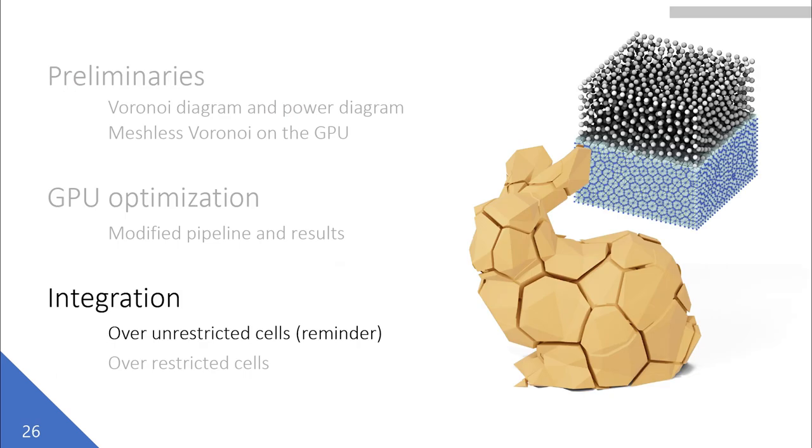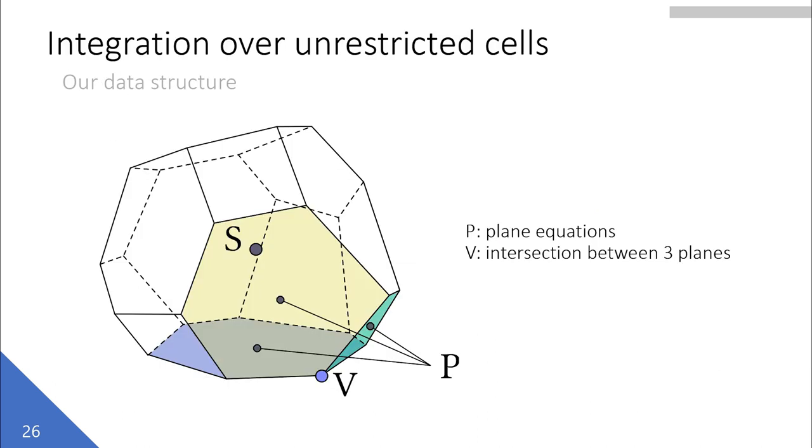Now, let us move to integration over the cells of Voronoi and power diagrams. Since we only want to compute integrals over cells, we are not interested in storing their mesh combinatorics, and we can use only a lightweight data structure. For each cell, we store the set P of plane equations participating in the clipping of the cell. In addition to that, we store in a set V the triplet of plane equations which generate each vertex of the cell.